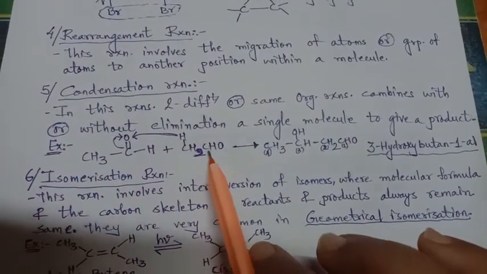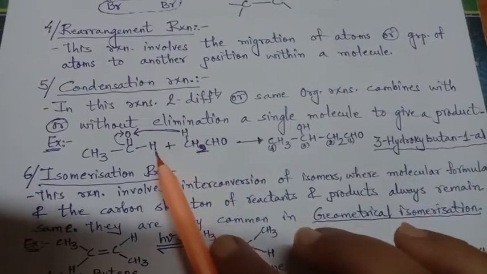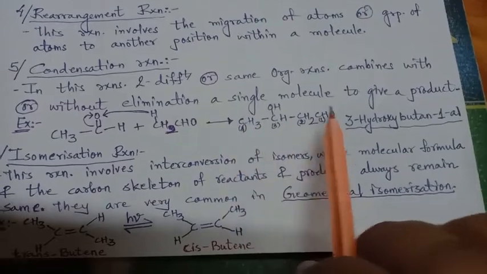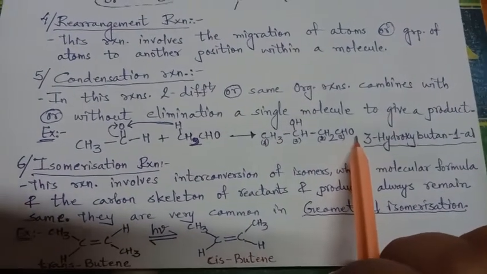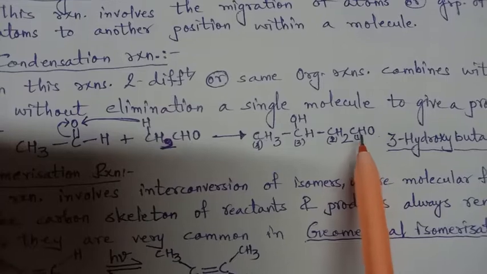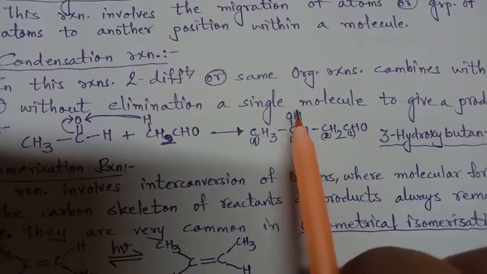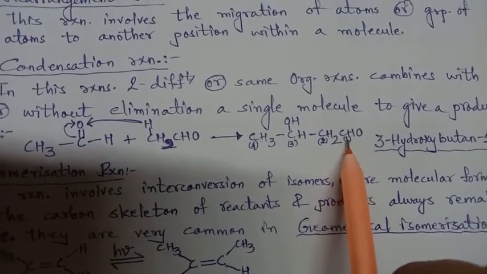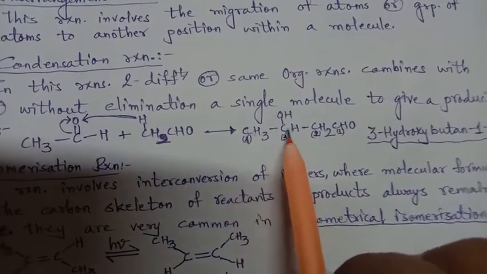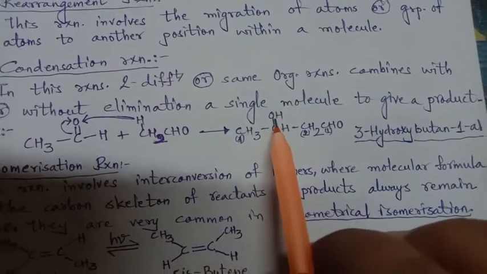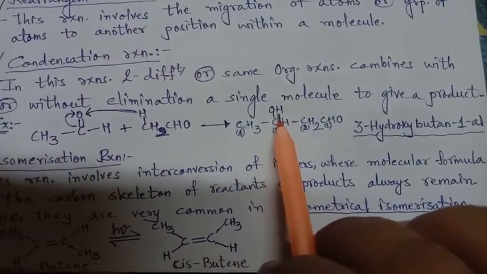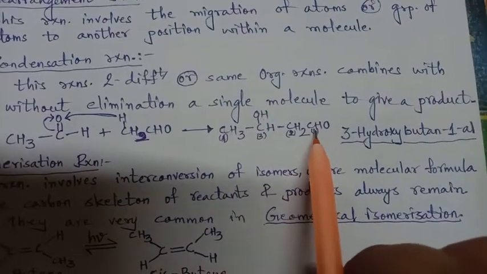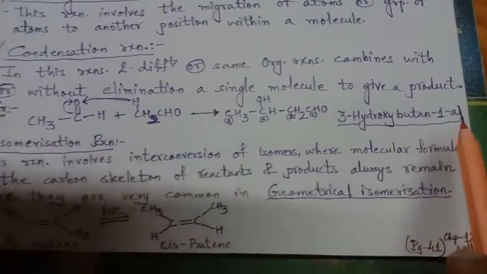Here it is the same. Right? They react and combine with or without elimination and give a single molecule as a product. So it is the condensation reaction. Now here the aldehyde group is there, more reactive than alcohol. So this will be taken as the main chain, which is having carbon: this is first carbon, second, third, fourth. On third, alcohol is there, but it is now a substituent functional group. So it will be a prefix. So 3-hydroxy butanal. 3-hydroxy butanal.